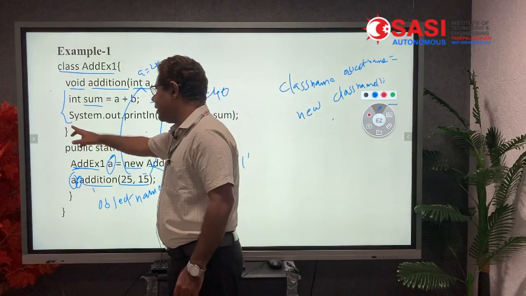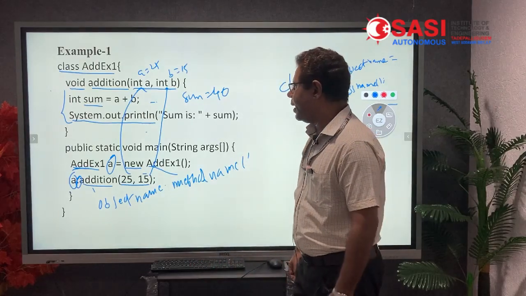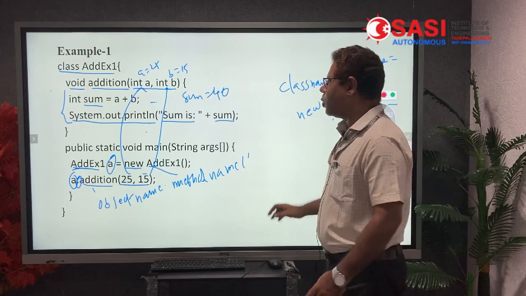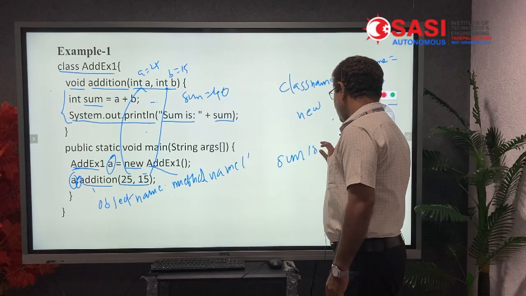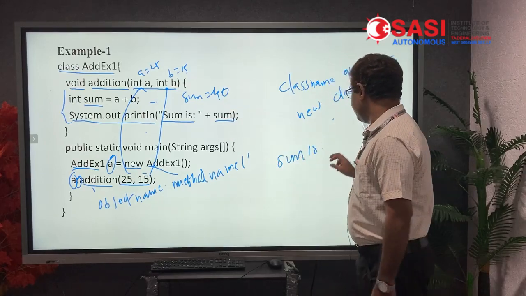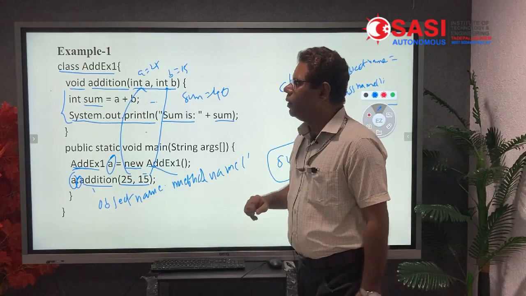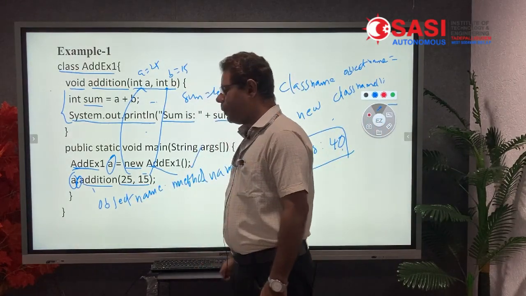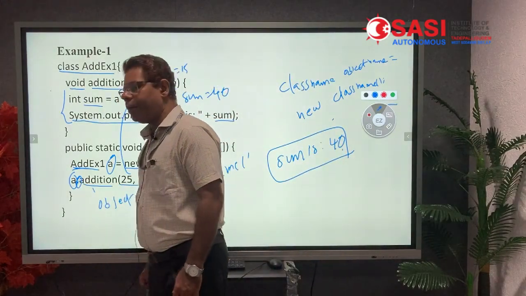Now we are printing that value. To print the value we use System.out.println, sum equal to sum. The output of this program is: sum is, colon, the value of the sum is 40. This is the output for the program. Once we create a class, we can create any number of objects. The object is accessed using the dot operator.